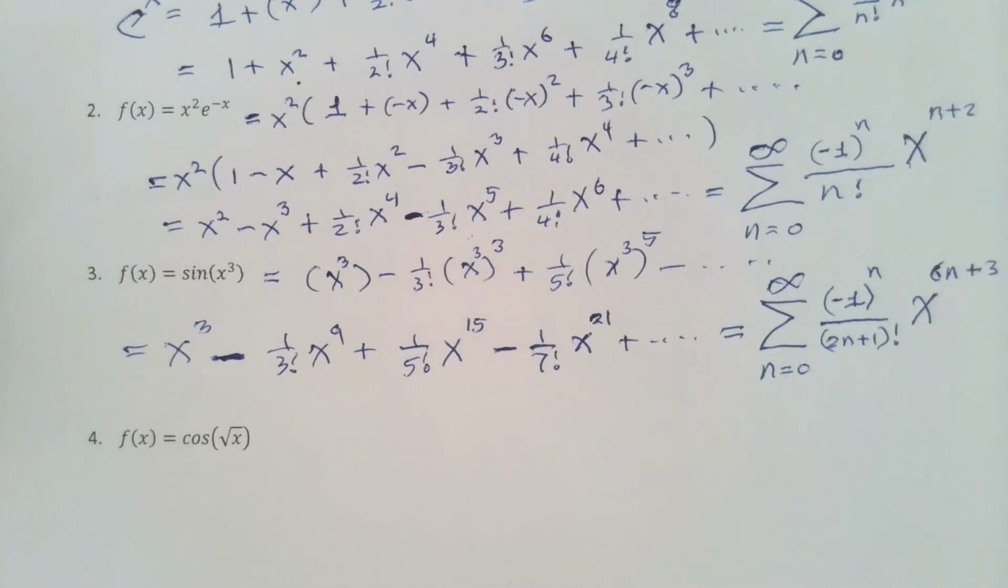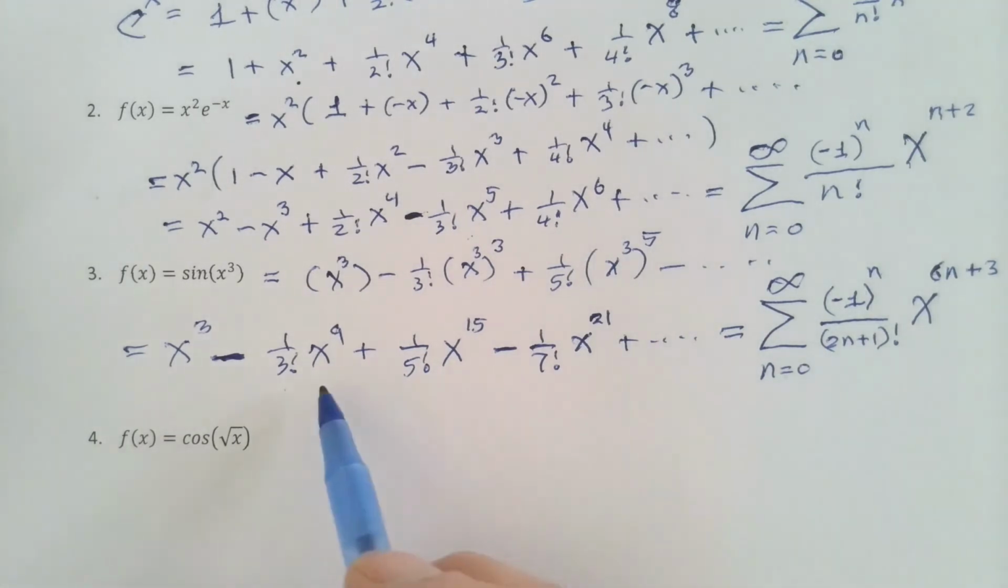Go to n equals 1. Let's just test this out and make sure it's really working. -1 to the first power is -1. I've got my minus. 2 times 1 is 2 plus 1 is 3. I've got my 3 factorial. 6 times 1 plus 3 is 9. I've got the 9th power.